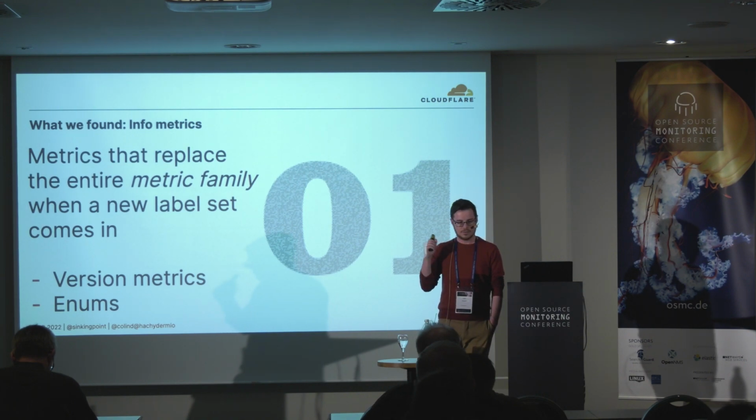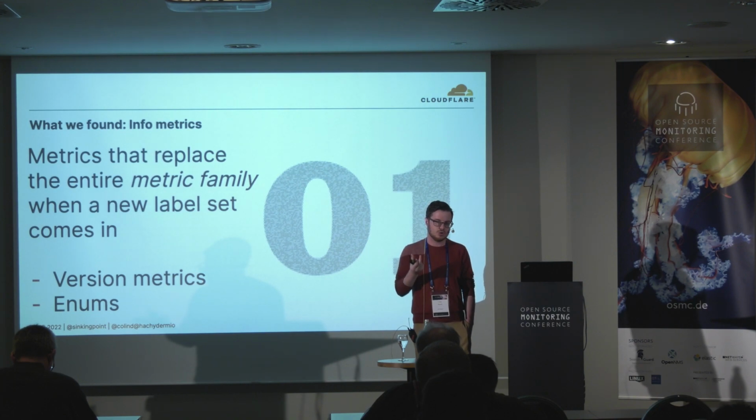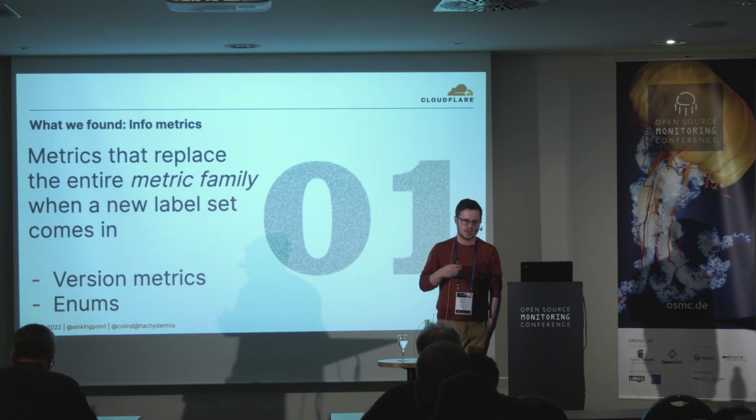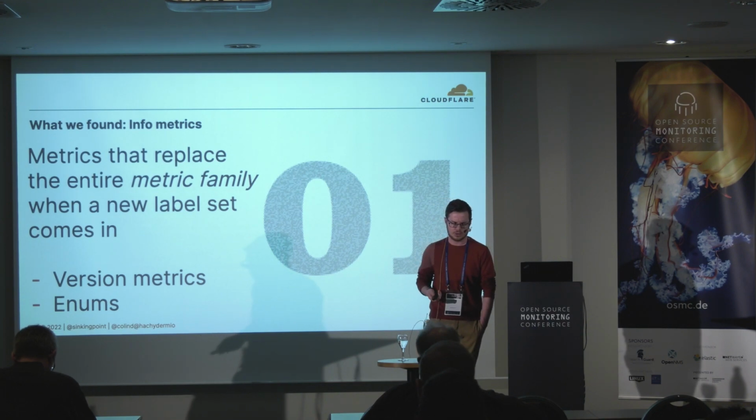And at the same time, we had teams that use info metrics, and these ones are fascinating to me, because if you've ever used something like client Golang in Prometheus, you'll see a Go build information metric. This is a metric that has a value of 1 and a label set that represents some metadata, like the version of Go that it was compiled with.